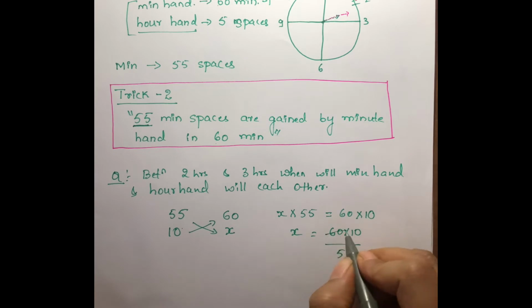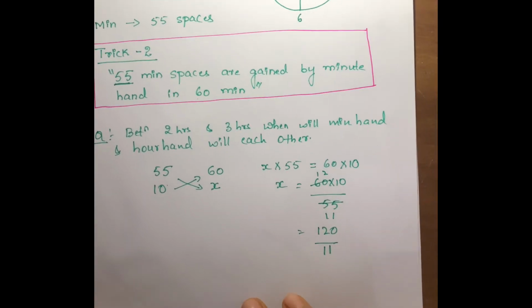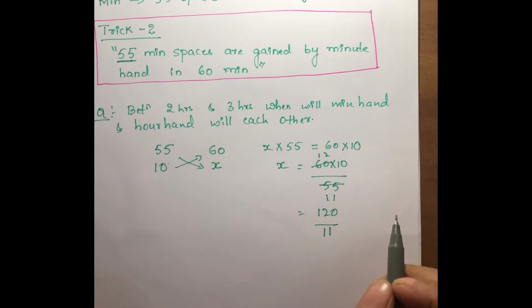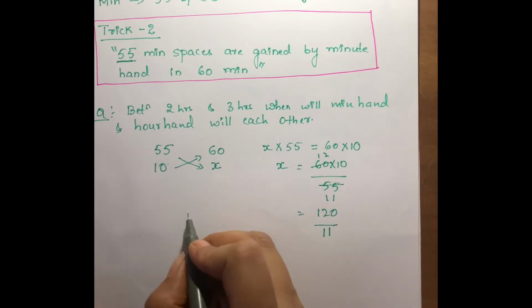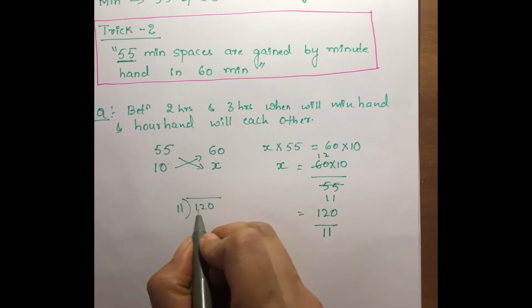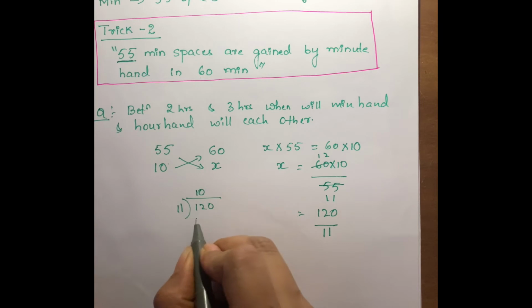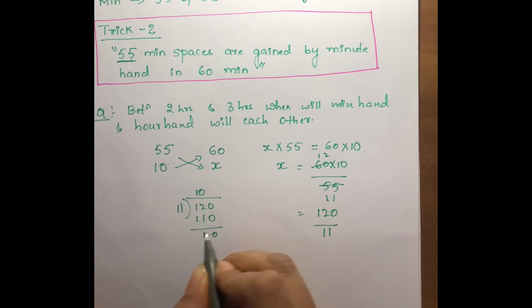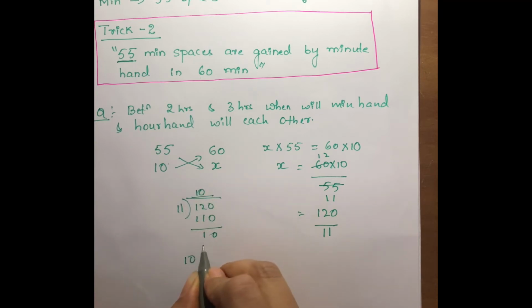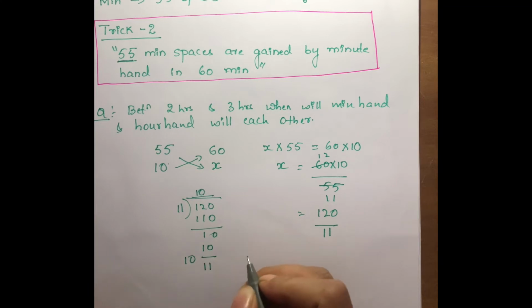Now 5 11s are 55, 12 10s are 120, so it is 120 divided by 11. If you are good at calculations, you can just do it in one single step. I'm just doing it for your explanation. Now divide this 120 by 11. How much will you get? 11 10s are 110. How much is remaining? 10 is remaining. So the quotient is 10, remainder is 10 by 11.